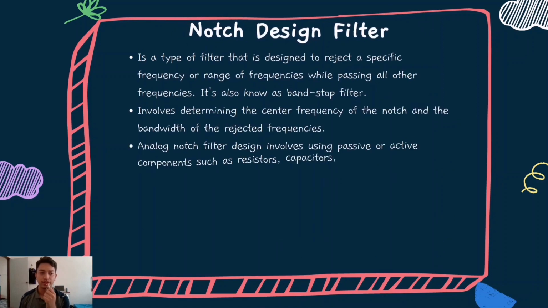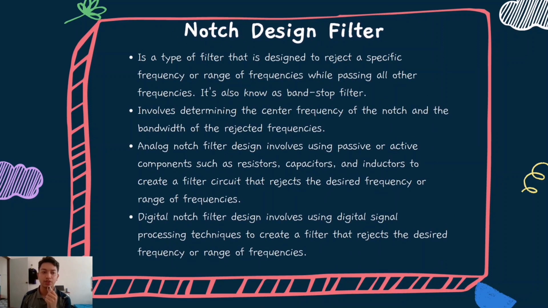For the notch design filter, a notch filter, also known as a bandstop filter, is a type of filter designed to reject a specified frequency or range of frequencies while passing all other frequencies. The design of a notch filter involves determining the center frequency of the notch and the bandwidth of the rejected frequencies. There are several methods for designing a notch filter, including analog and digital techniques.